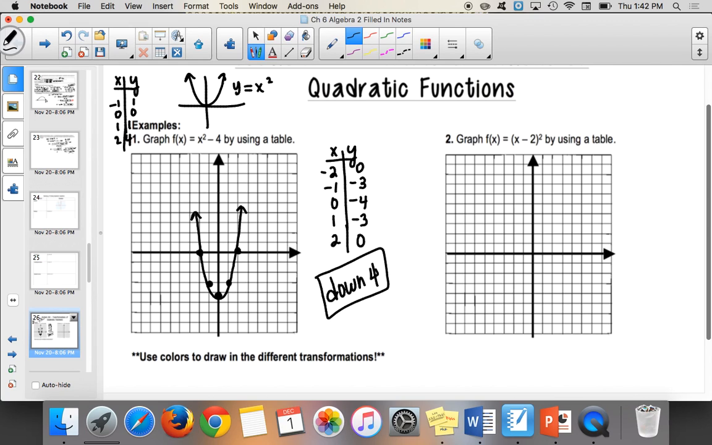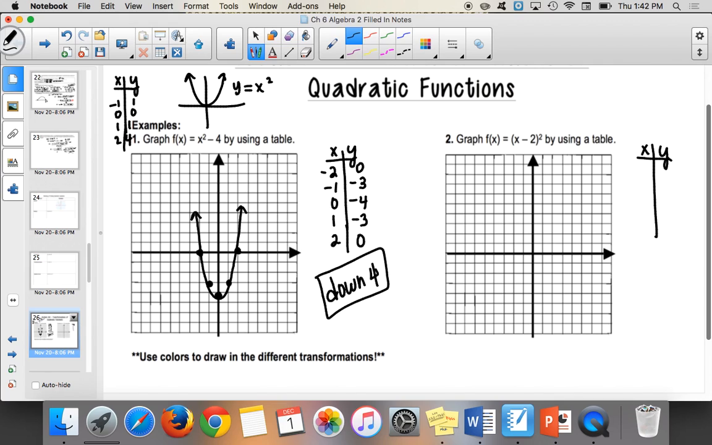Not very hard. The next one is a little bit trickier. When we see x minus 2, what I would think is that it's going to look like the parent function, only it's going to go left 2, and it doesn't. This one will end up doing the opposite of what you think it does. It goes right 2. So let's see why.